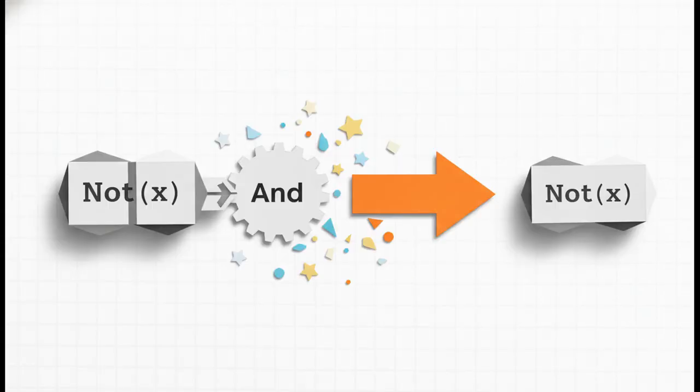This is where our cleanup tools come into play. We've got not X and not X. Thanks to idempotence, that whole thing just collapses into a single not X. And just like that, poof, we've eliminated the redundancy and the expression is already a whole lot shorter.